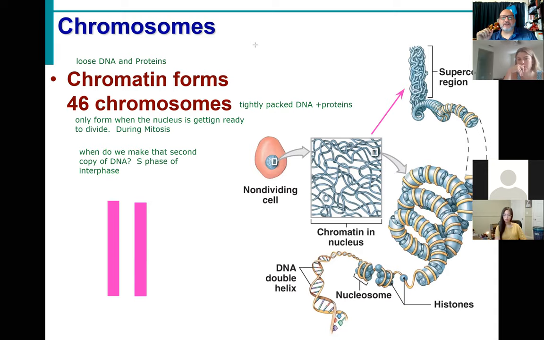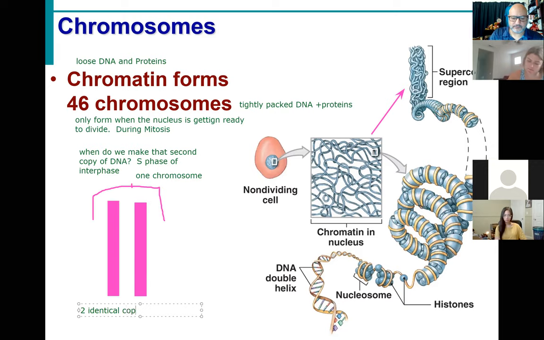So what we have here, let me use my drawing tool here. This whole thing right here is what we would consider one chromosome. However, it is comprised of two identical copies of DNA. And so we give those names as well. They are sister chromatids. So two sister chromatids form one chromosome.